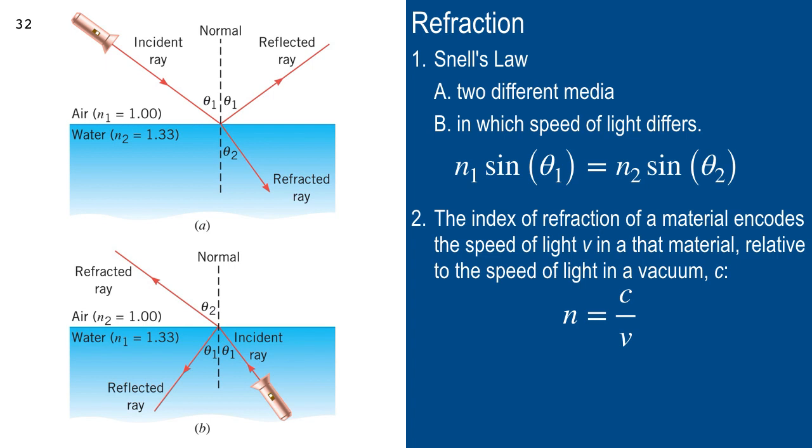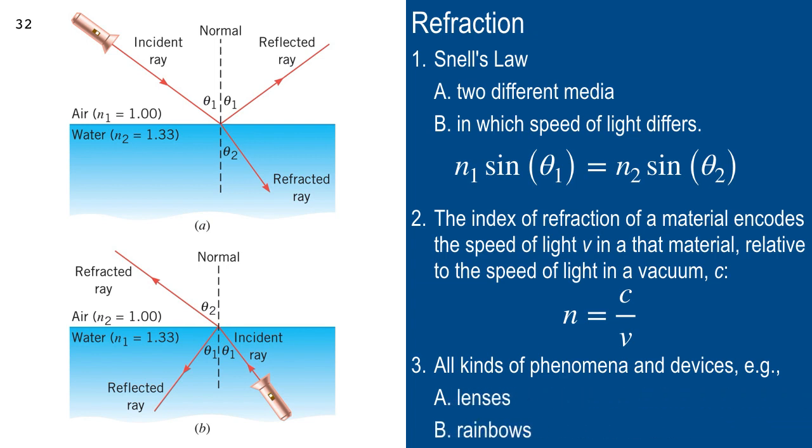Snell's law, angle of incidence: n1 sine theta 1 equals n2 sine theta 2. You use it for all kinds of devices like lenses, rainbows, the guy underwater that looks like he's beheaded, and so on.